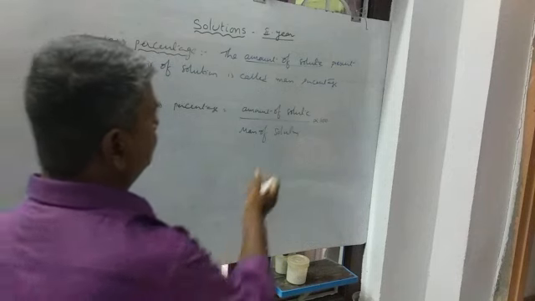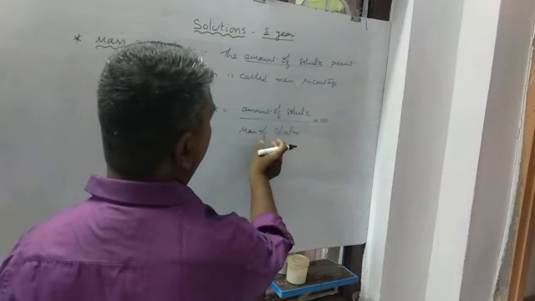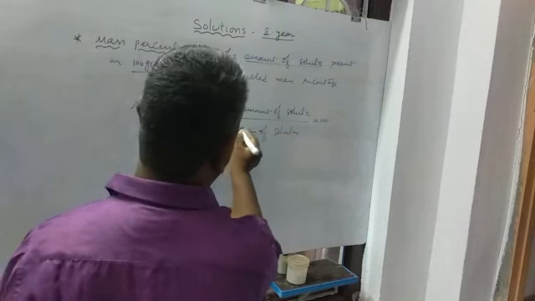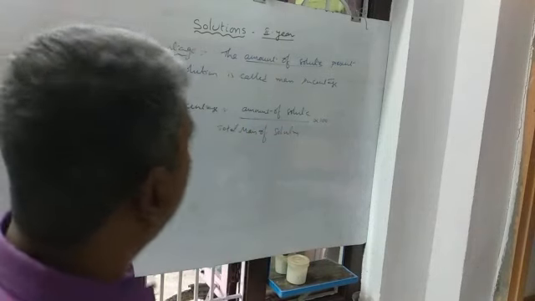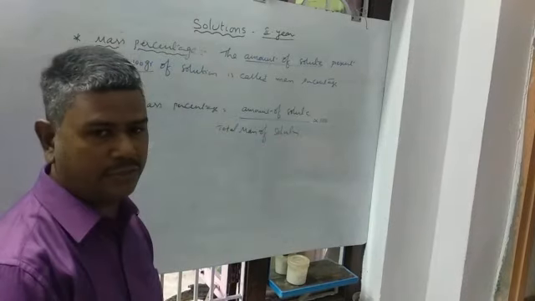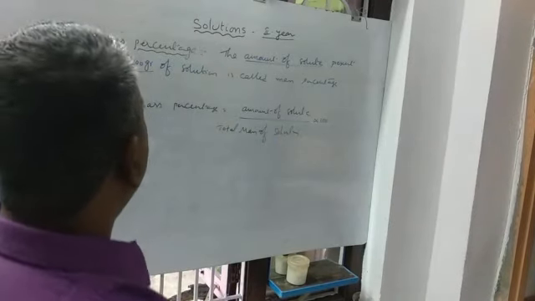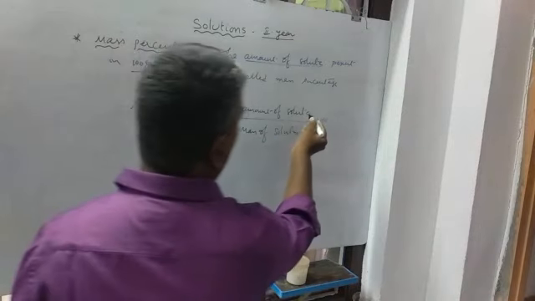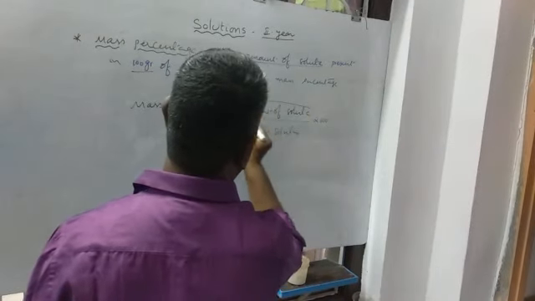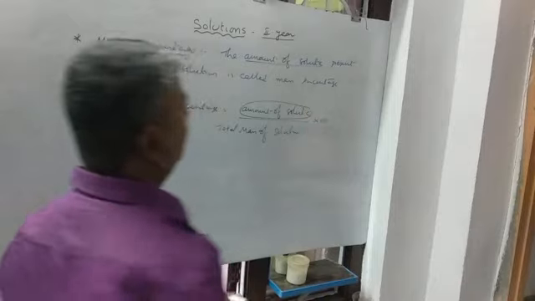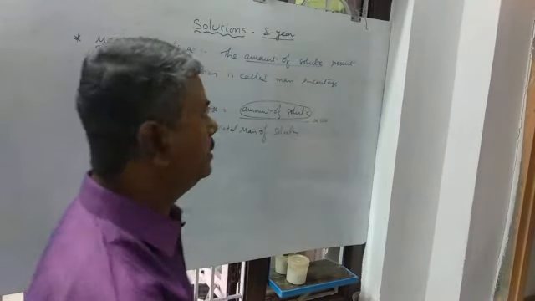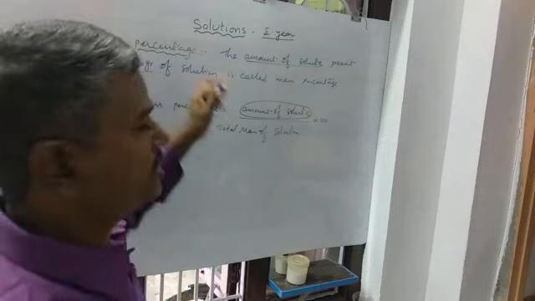Clear? So amount of solute by which one? Mass of solution, or total mass of solution. No problem, madam. Total mass or mass of solution. What is the solution given? So that is the mass percentage. Here, how much quantity of mass of solute is present in a given solution, that can be termed as the mass percentage.